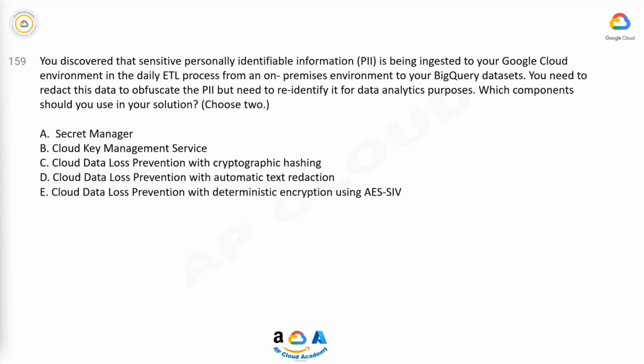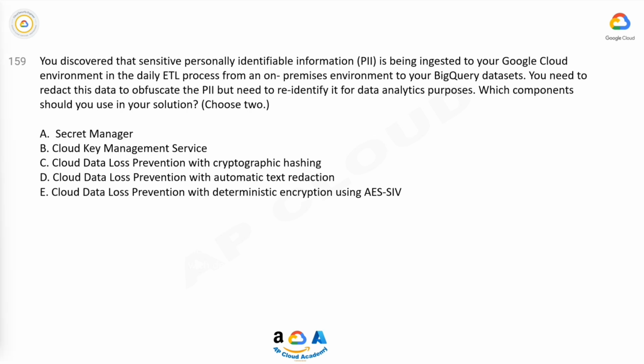(159) You discovered that sensitive personally identifiable information, PII, is being ingested to your Google Cloud environment in the daily ETL process from an on-premises environment to your BigQuery datasets. You need to redact this data to obfuscate the PII, but need to re-identify it for data analytics purposes. Which components should you use in your solution?